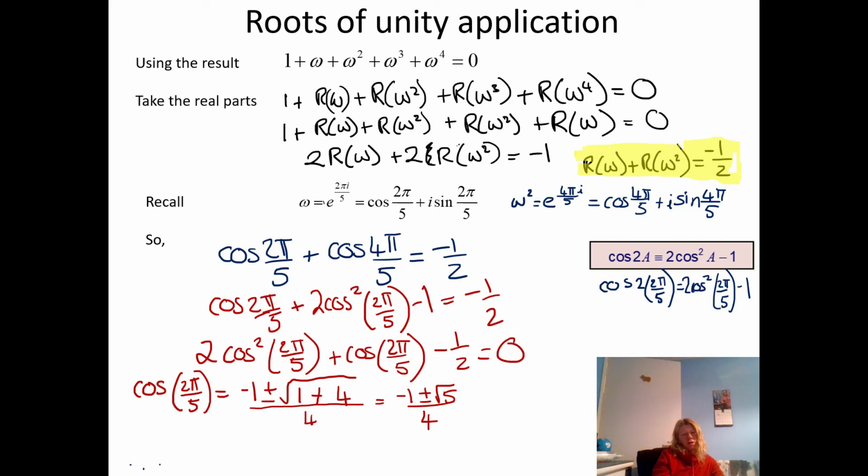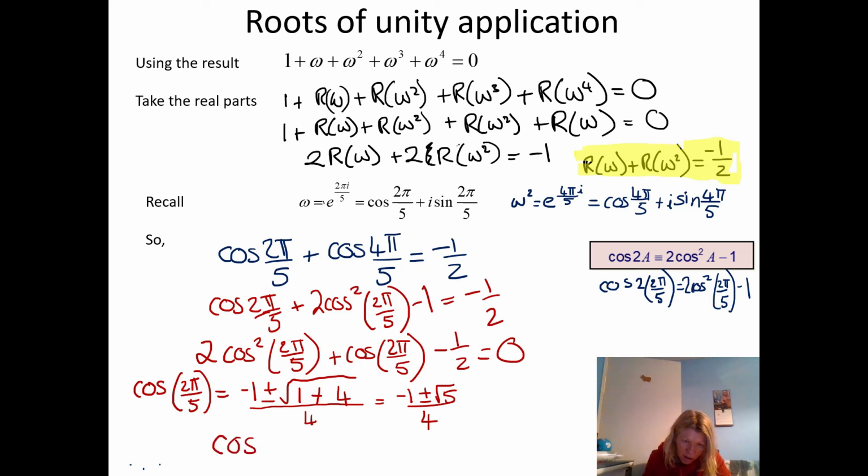What you've actually got here is the exact answer for cos 2 pi over 5, and the other one is the exact answer for cos 4 pi over 5. So to decide which is which, I just stick it in the calculator and check. You can check on your machine, if you wish.